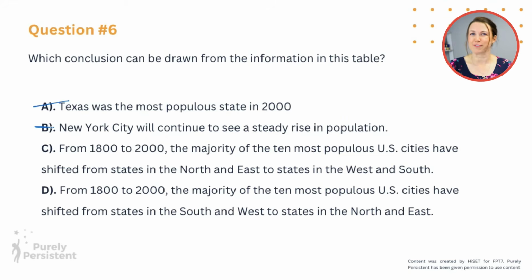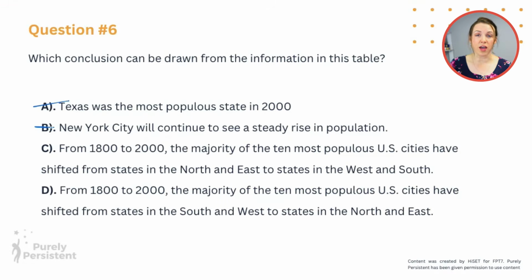So now C and D are very similar, but there's one small tweak. So let me read it and I'll show you. From 1800 to 2000, the majority of the 10 most populous cities have shifted from states in the north and east to states in the west and south. Okay, and then D is exactly the same, except it's saying shifted from states in the south and west to states in the north and east.